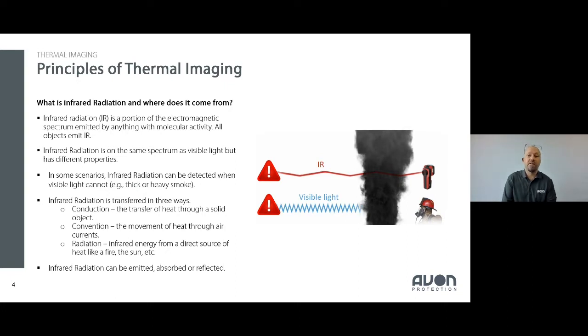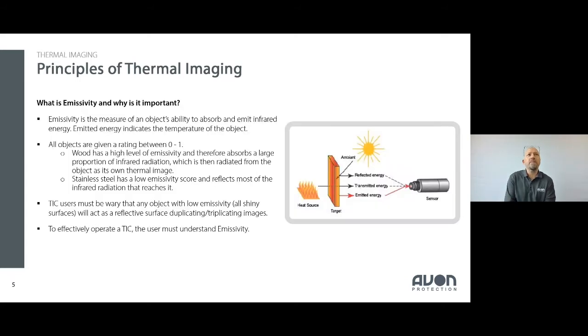Infrared is transferred in three ways really: conduction, convection and radiation. And it can also be emitted, absorbed and reflected, and I'll talk a bit more about that shortly.